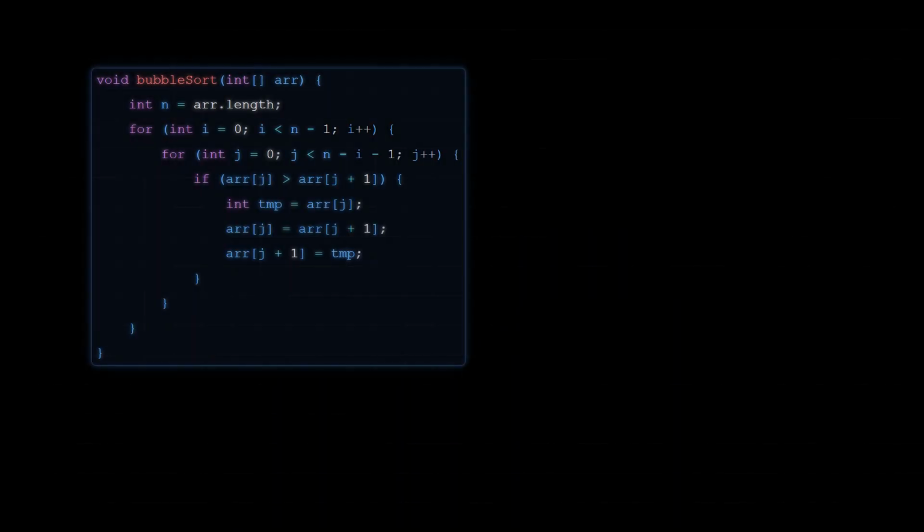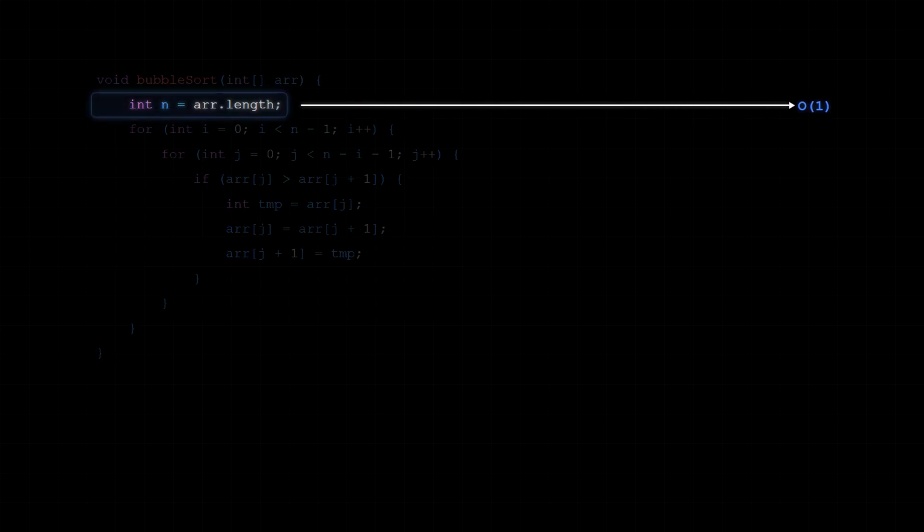Bubble sort has two nested loops. Here is the critical rule for nested loops: you multiply their iteration counts, you do not add them. This single line reads the array length into n. It runs exactly once before any looping begins, O of 1.